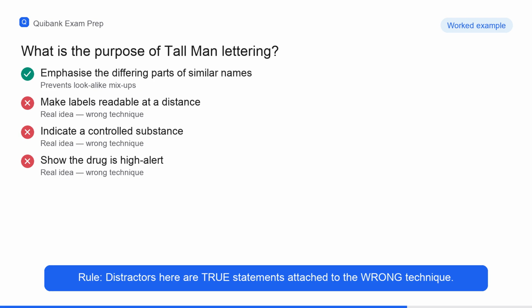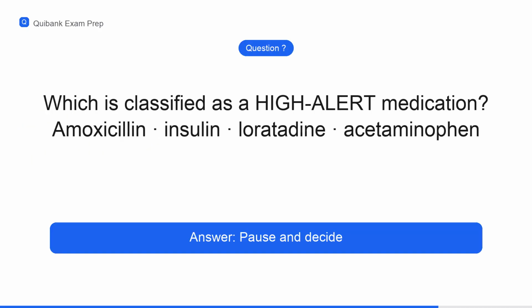Notice that the other 3 are all real pharmacy concepts, just attached to the wrong technique. That is how this exam builds distractors. True statements, wrong pairing. Try one yourself. Which of these is classified as a high-alert medication? Amoxicillin, insulin, or acetaminophen? Pause and decide.